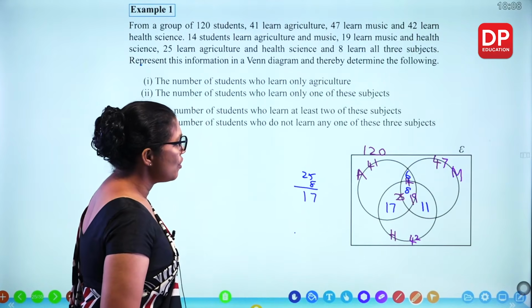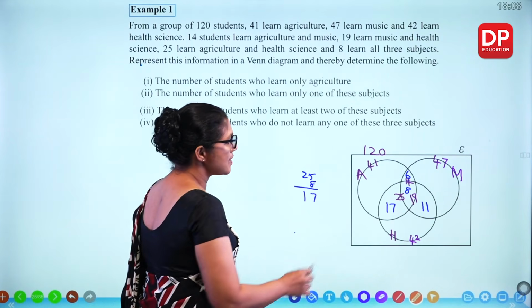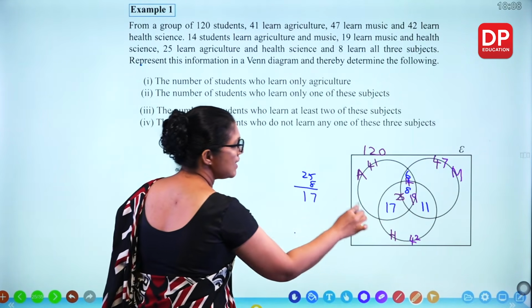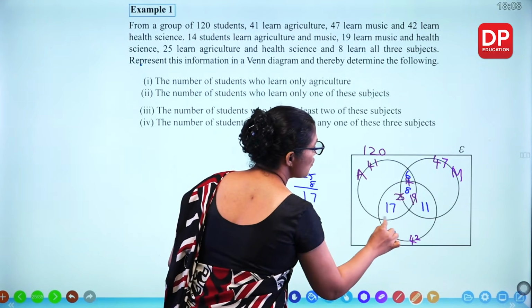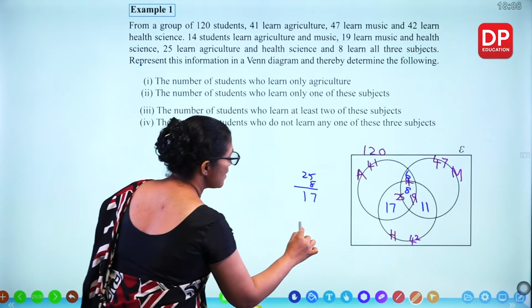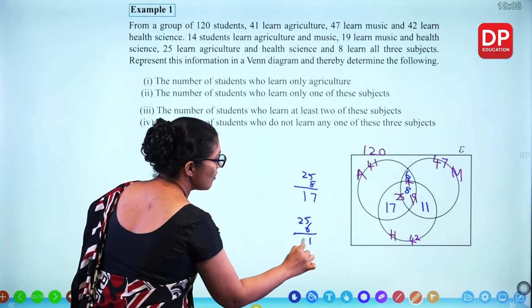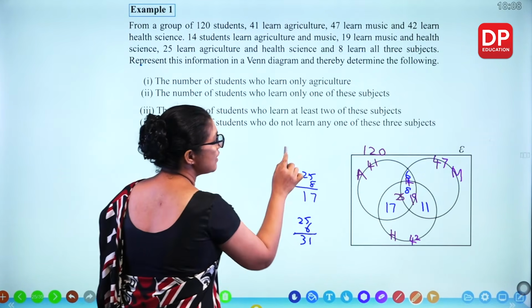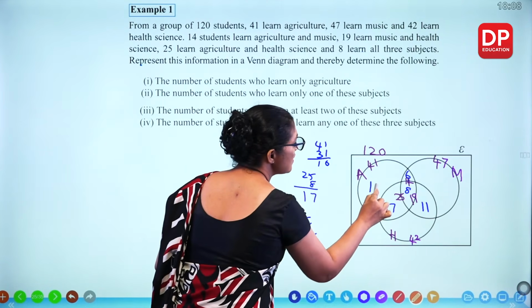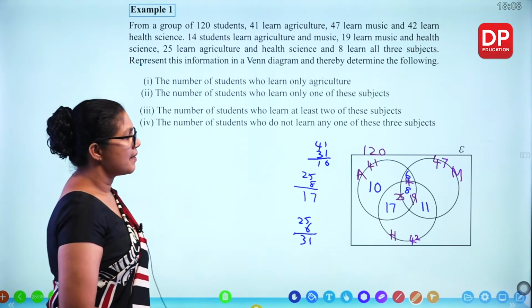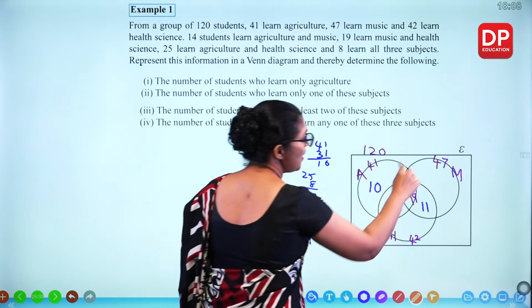Now we'll try to fill the other parts. Now the whole circle is 41, and this region is 25 and 6. What is 25 and 6? You get 31. 41 minus 31, you get 10. So this region is 10. Look at this one.